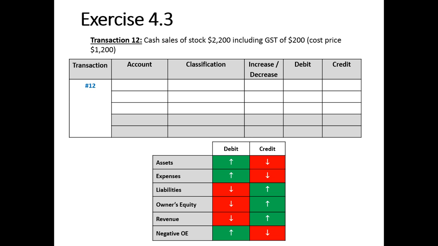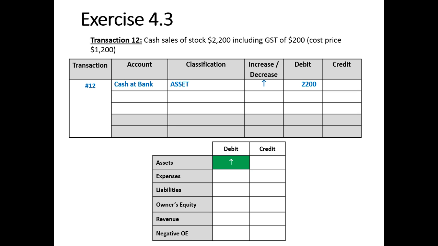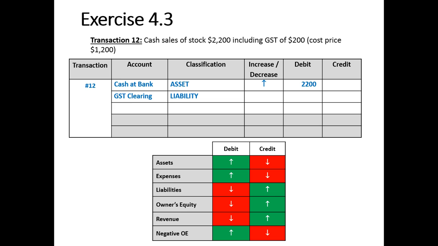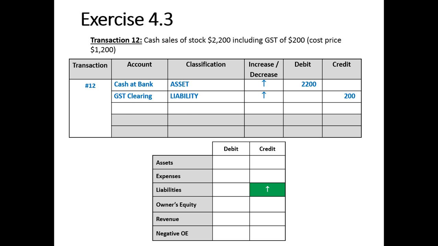We've now got another cash sale that says the stock $2,200 including GST of $200. So they've used numbers there to try and trick you, but the GST is $200 and the cost price is $1,200. So we've got more cash, which is an asset, going up for $2,200. We've got GST, which is a liability. We've collected $200, so that's going to increase our liability. So that'll go on the credit side.